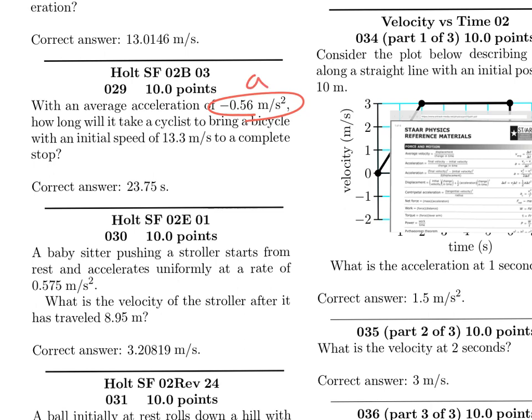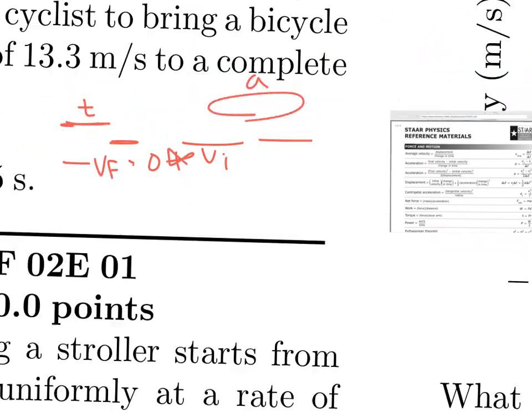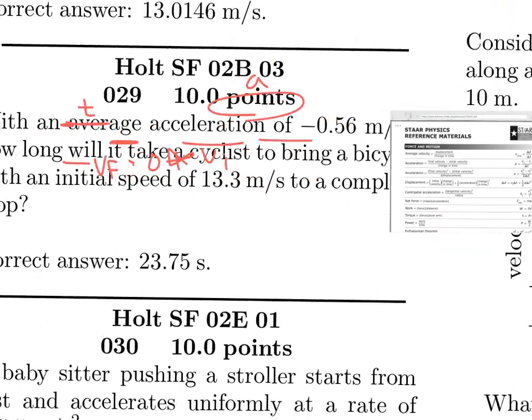So what type of question is a how long question? How long is a time, right? To bring the bicycle with an initial speed of that. So initial means v initial, right? To a complete stop. Okay, what's the secret that's given here without needing to be told? A stop means you're not moving. Moving is velocity, right? So v final equals 0. That's important right there. You need to make sure you get that there. Let me blow this up a little bit more.